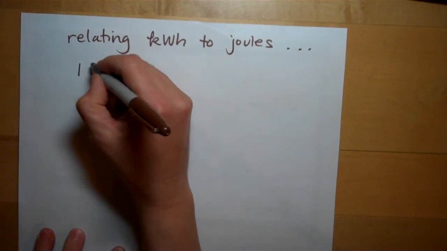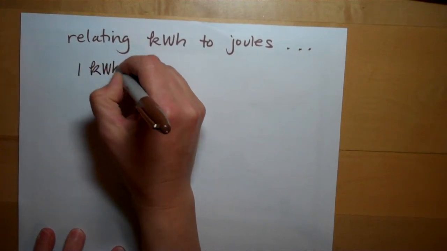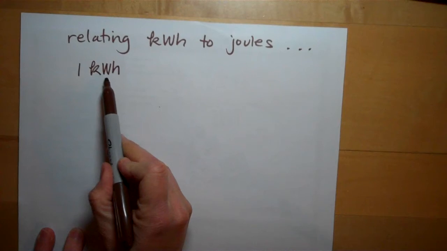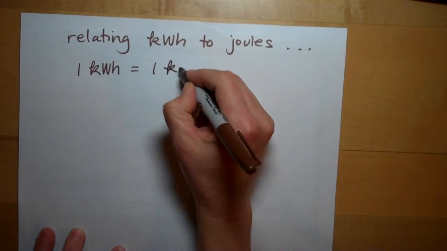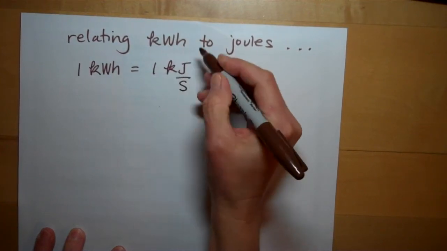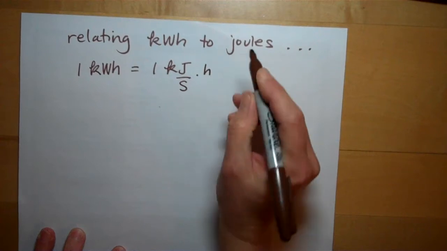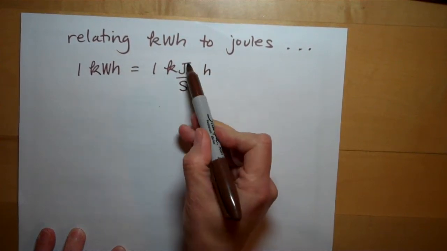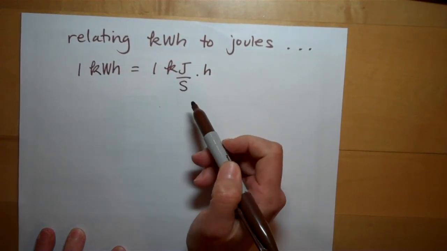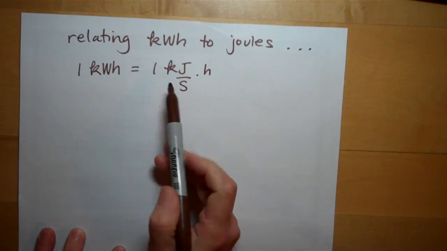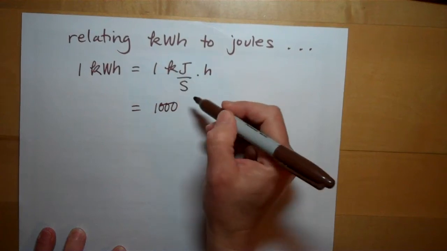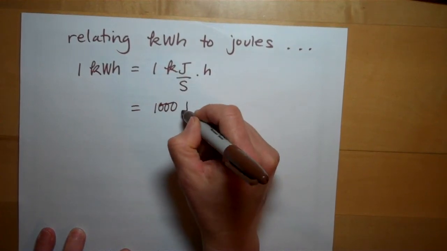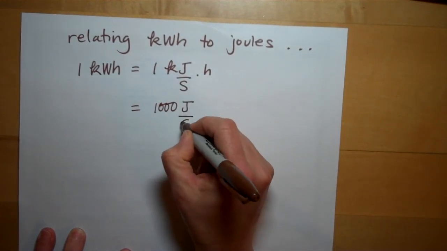Alright, so let's say we take 1 kilowatt hour, and remember, a watt is the same as a joule per second. So that's 1 kilojoule per second times an hour. I'm just inserting the definition of a watt. And then I'm going to take out this kilo. 1 kilo is 1,000, so we're talking about 1,000 joules per second.